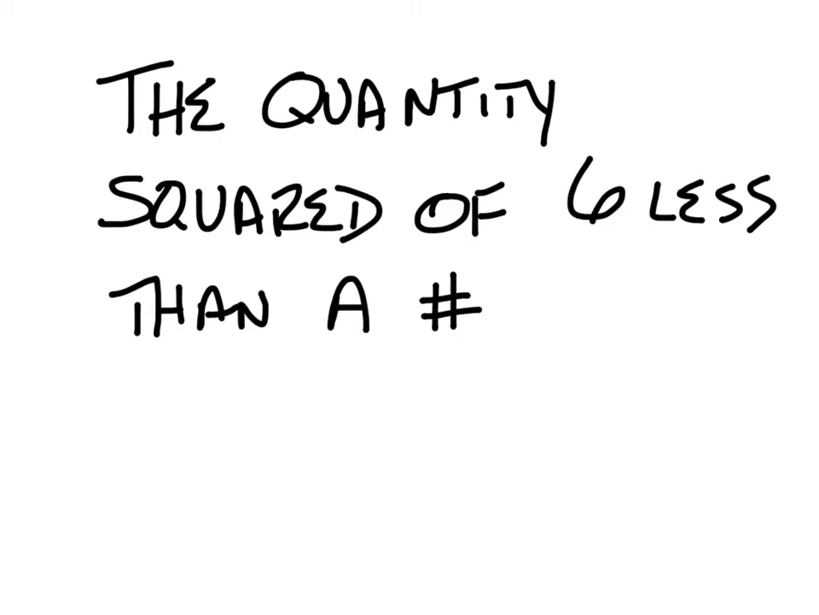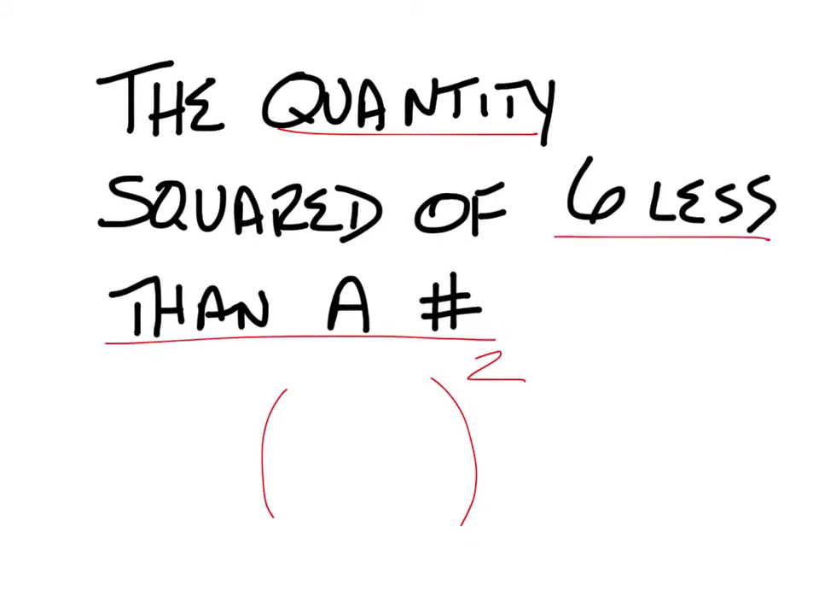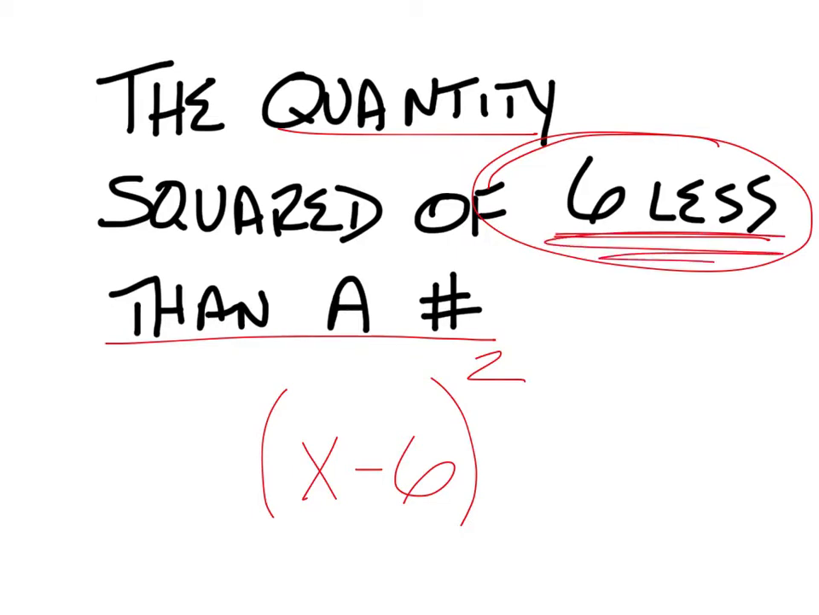The quantity squared of 6 less than a number. Where should we start? Quantity means what? Parentheses. The quantity what? Squared means you put a square symbol to the outside right. The squared of 6 less than a number. What did we say about 6 less and 6 more? It'd be x minus 6. You always put this to the right if it's 6 less or 6 more. So that's the quantity squared of x minus 6.